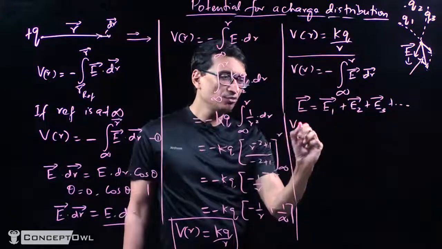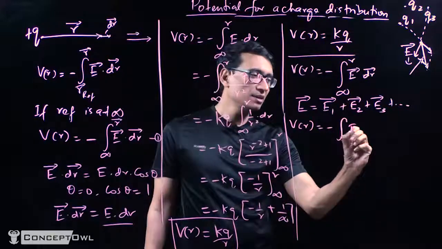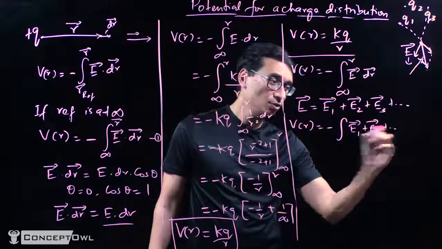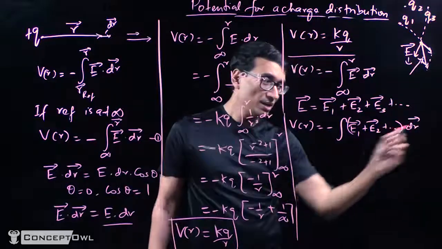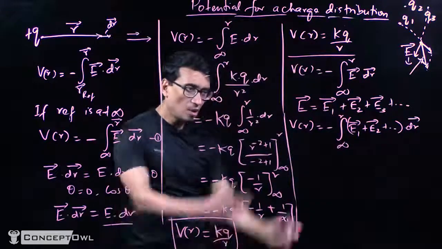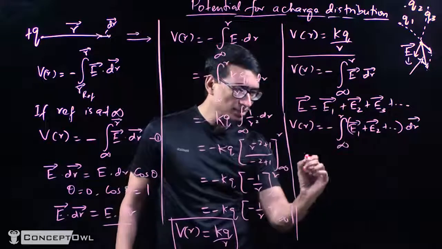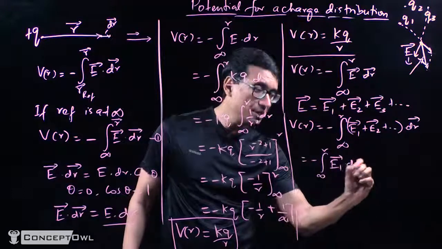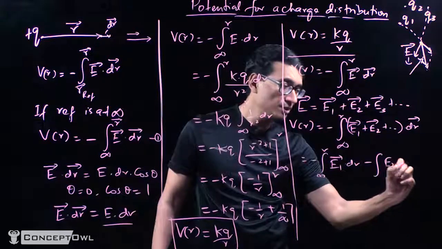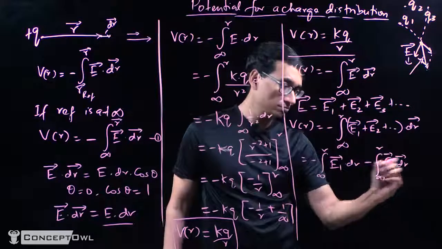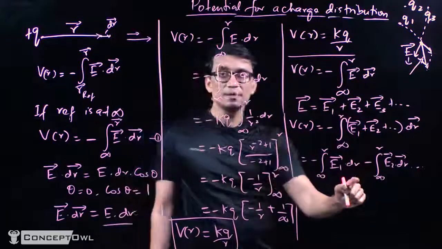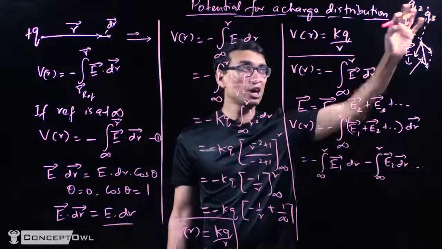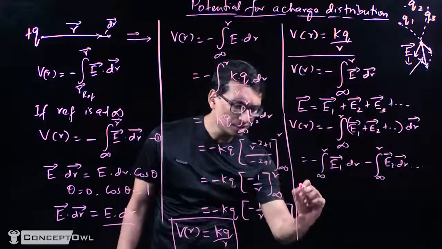Now we can say that V of r is equal to minus integral E dot dr, and E is E1 plus E2. So I'll write this as E1 vector plus E2 vector and so on, dot dr, where r goes from infinity to r. Now I can take each of them as separate terms: minus integral from infinity to r of E1 dot dr, minus integral of E2 dot dr, again infinity to r, and so on. What is this? This is nothing but the potential due to charge 1, independently. This is the potential due to charge 2. So now we get a very simple result, which is very intuitive as well.